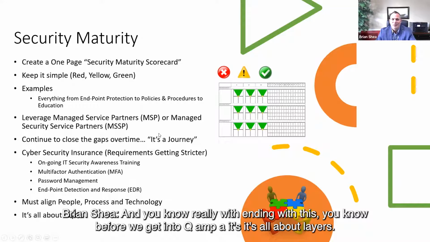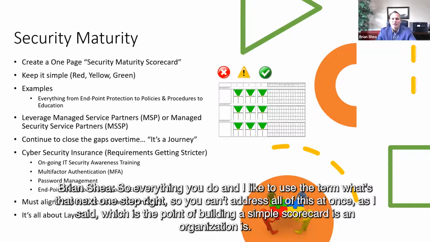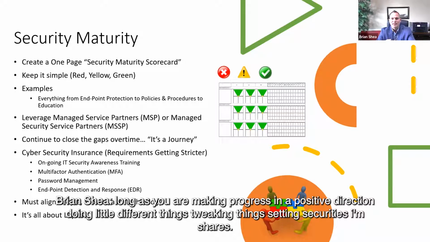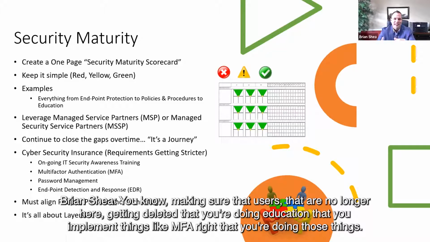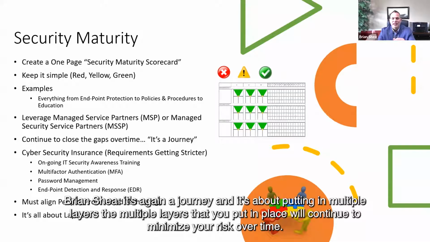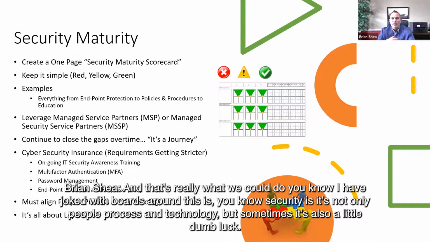And really, ending with this before we get into Q&A, it's all about layers. I like to use the term: what's that next one step? You can't address all of this at once, which is the point of building a simple scorecard as an organization. As long as you are making progress in a positive direction, tweaking things, setting security on shares, making sure users who are no longer here are getting deleted, doing education, and implementing things like MFA, it's a journey about putting in multiple layers. The multiple layers you put in place will continue to minimize your risk over time. And that's really what we can do.